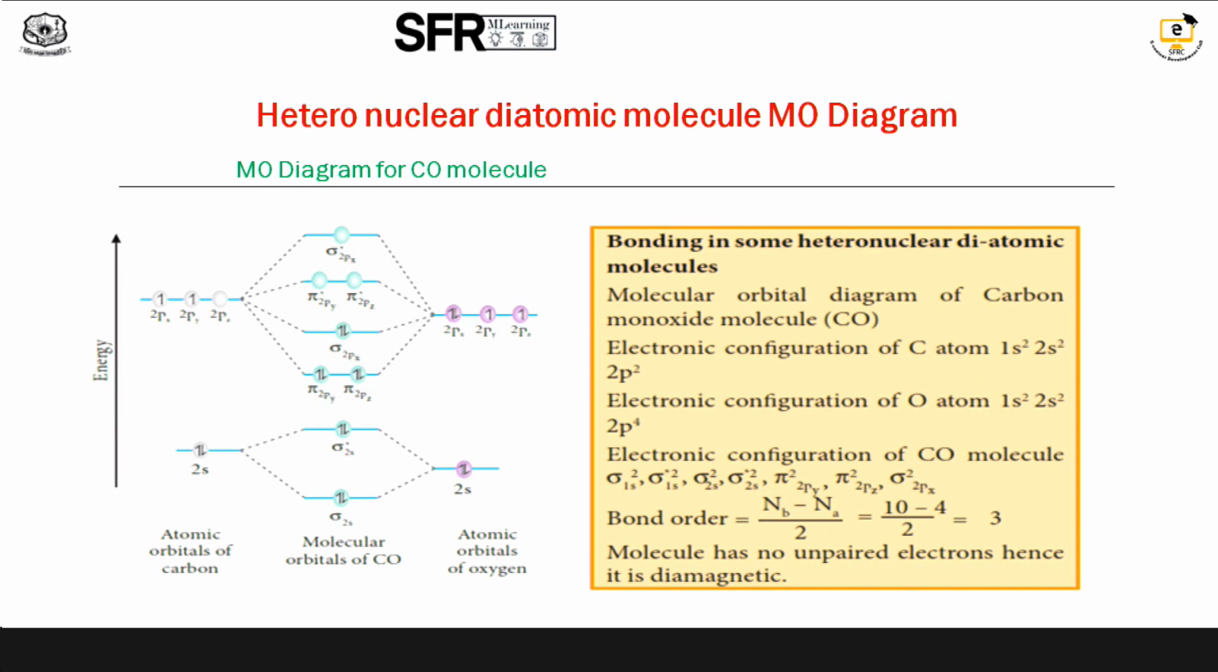This is the electronic distribution, and from that we conclude that the bond order is 2. So there are 2 bonds between carbon and oxygen. The MO diagram is represented here: sigma 2s, sigma star 2s, pi 2px, pi 2py, sigma 2pz, pi star 2px, pi star 2py, and it is pictorially represented here.